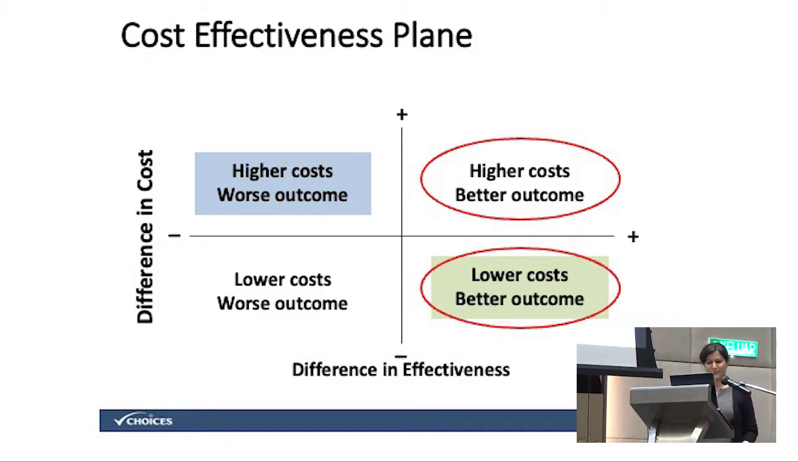So both of those are helpful. And then, majority of the time we're falling into that higher cost, better outcome category. If we're thinking about an intervention, it probably has some demonstrated effectiveness. And so that's just to give you a quick sense of the cost effectiveness plane.